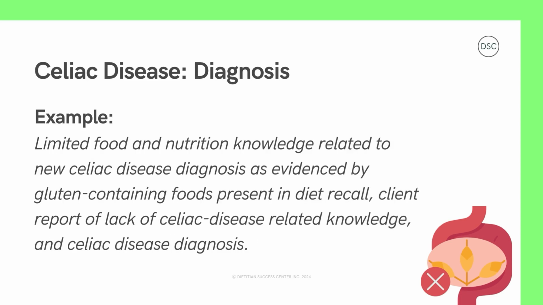Step number 2, nutrition diagnosis. Here's an example of a PES statement for celiac disease. The diagnosis would be individualized to the unique client and whether there is something that comes up in your assessment as a problem that needs to be addressed first.